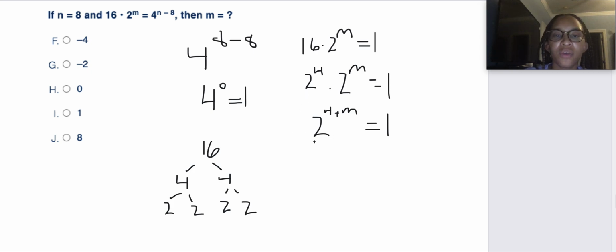Now, after we get here, we can deduce that anything that we raise to a power and get 1, the exponent is going to be 0. That's the only number that can be in the exponent's place that's going to give us 1, for any base that's not 1, because of course 1 to the 1st power is going to be 1. So that means that we can set this 4 plus m equal to 0.